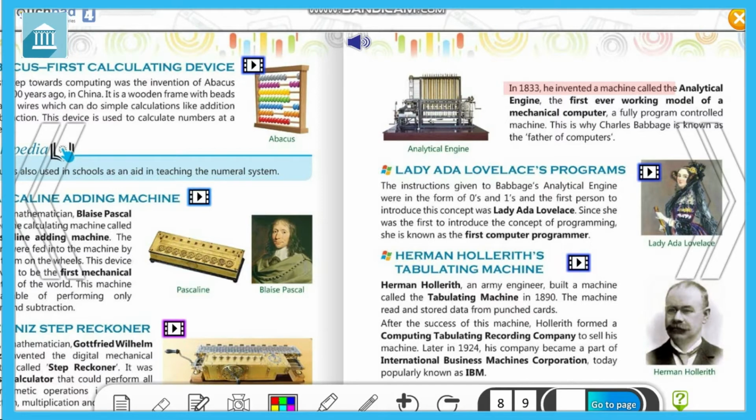If I ask you who is known as the father of computers, then your answer will be Charles Babbage. Now, Lady Ada Lovelace's programs. The instructions given to Babbage's analytical engine were in the form of zeros and ones. The first person to introduce this concept was Lady Ada Lovelace. She suggested to Charles Babbage to instruct using a programming language, right? You can underline this: she is known as the first computer programmer.